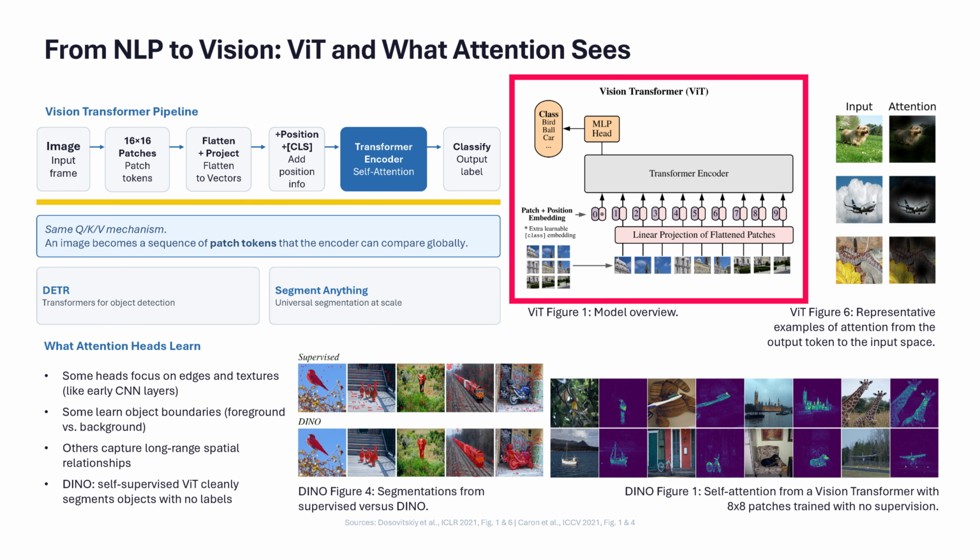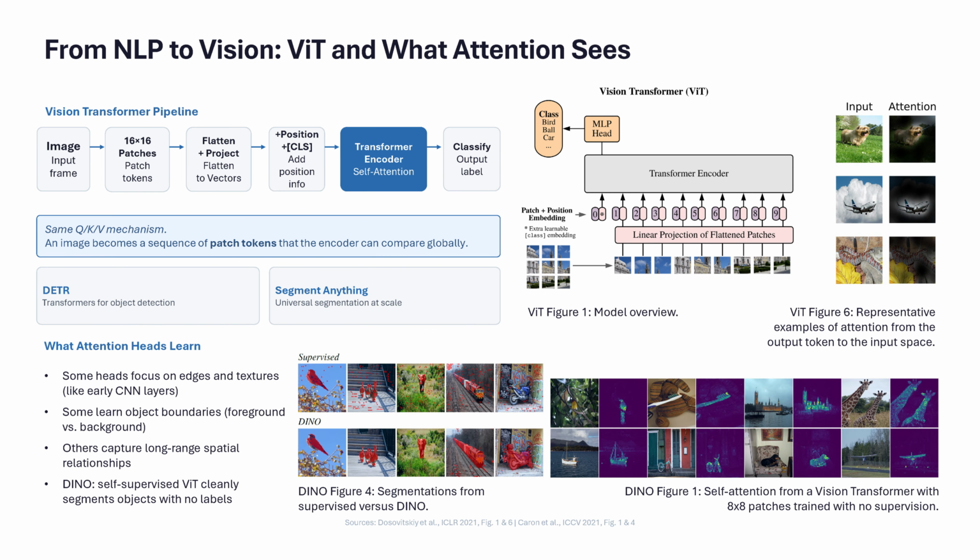On ImageNet, ViT matched or beat the best CNNs when you gave it enough training data. That was a turning point. It proved that attention works for images as well. Since then, transformers have spread across vision. DETR brought them into object detection. Segment Anything scaled that idea up to segment everything in an image. The architecture that started in NLP turned out to be general purpose.